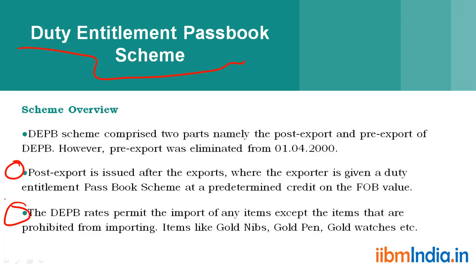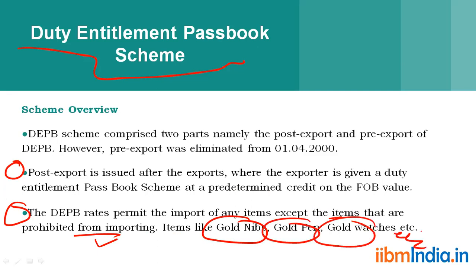So the duty entitlement passbook scheme permits the import of any items. You can import any items except the items that are prohibited from importing, like gold nibs, gold pans, gold watches, etc., which are luxury in nature and prohibited for importing.